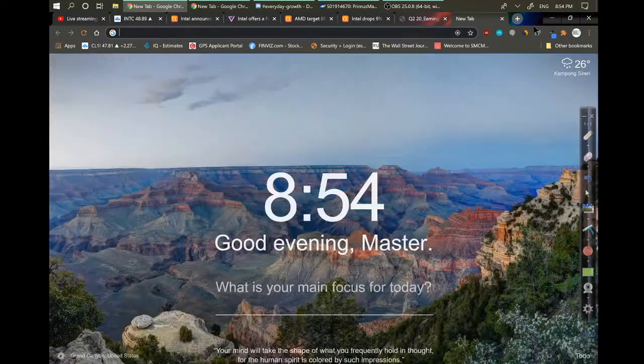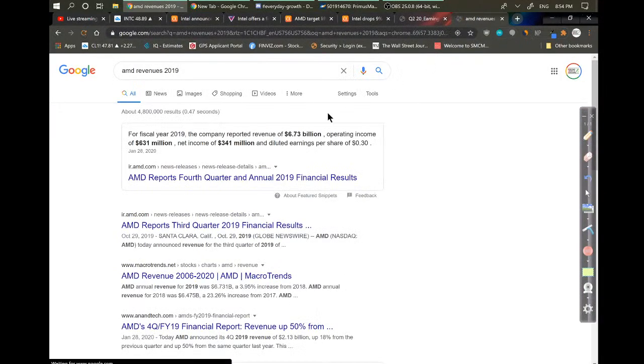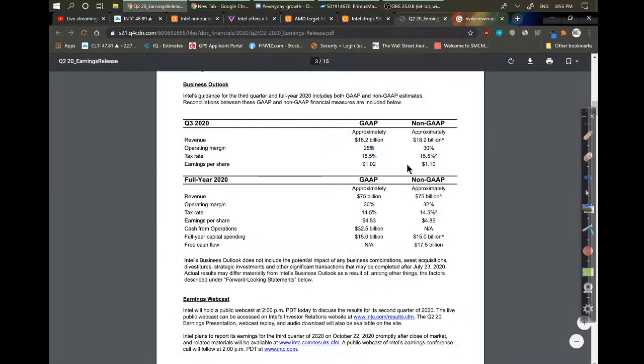In fact, let's have a look at this. AMD revenues 2019, and let's see how much it did last year. The company reported $6.7 billion, so not even 10%. And then what about Nvidia? 11 billion. But obviously they are within different segments. Nvidia does a lot of GPUs, which are graphic processor units, and AMD is more of a competitor with Intel, does a bunch of different things.